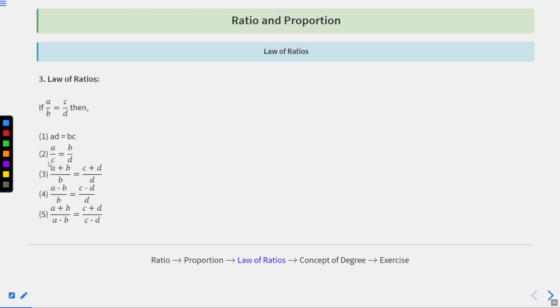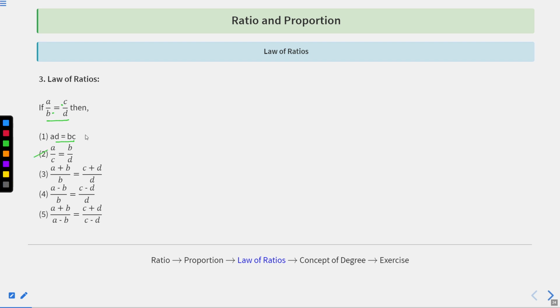Now let us talk about laws of ratios. So if a upon b is equal to c upon d, then AD equal to BC. So we have just sent this D there and this B towards C. Then we will get AD equal to BC. Okay. And now you can interchange B and C as well. This gives you the second law.